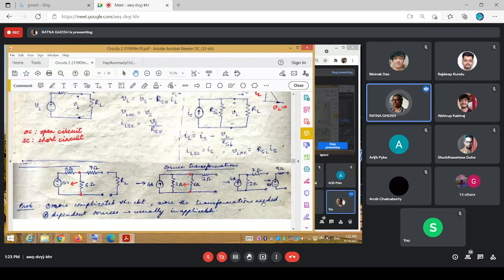One more thing is that these are the two problems with using source transformations. The number of transformations for a complicated circuit increases, and further, with dependent sources it might not be possible in all cases, and it's usually inapplicable. So you can do this only for independent sources.